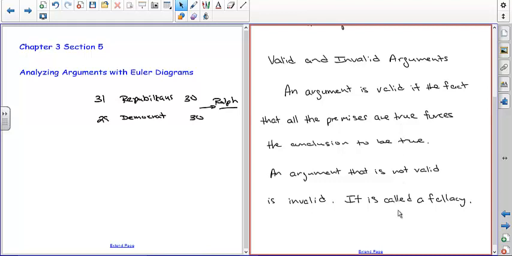If it's not a valid argument, then we call it invalid, and we have a special name for that, which is called a fallacy. So an argument is either going to be valid or invalid, and if it's invalid, we call that argument a fallacy. So that's the commercial. Most political commercials are invalid arguments, or they're fallacies. There may be some truth to them, but anyway.